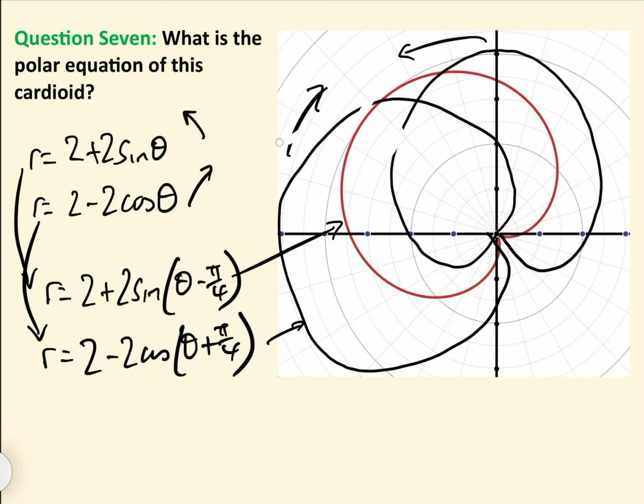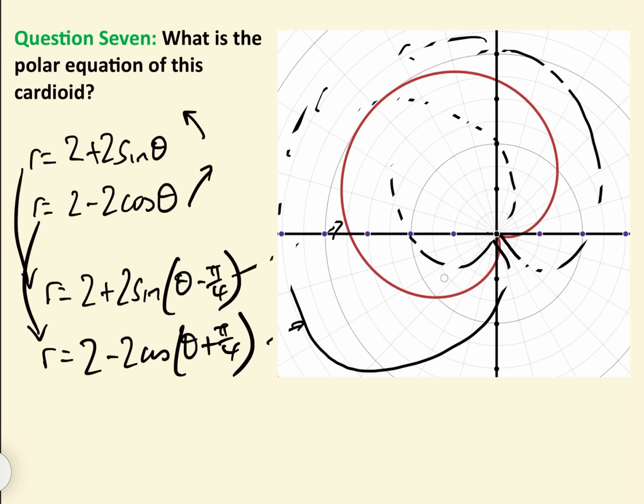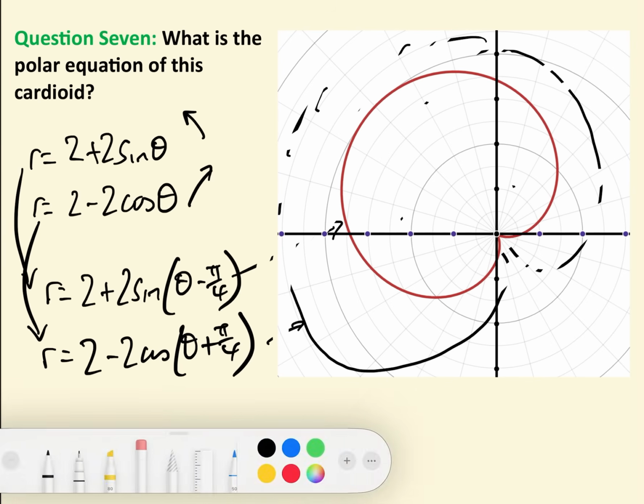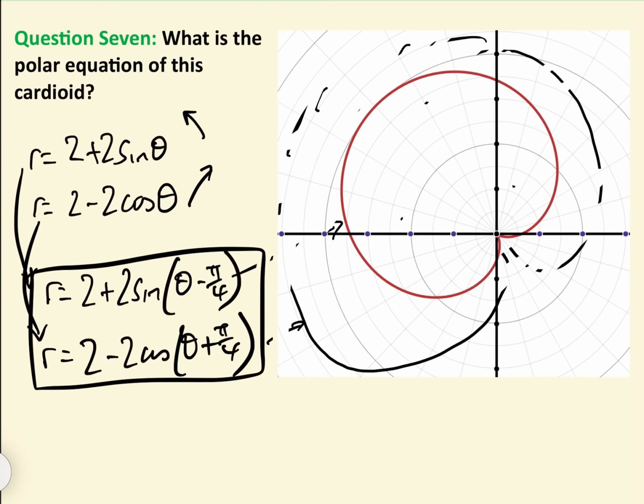Either way, let's just get rid of all of this rubbish here, either way you end up with this brown cardioid there. You get rid of the brown cardioid there. It actually has those two equations there.